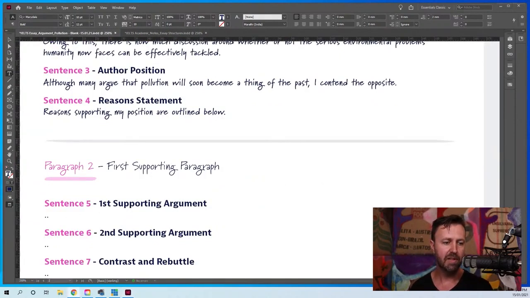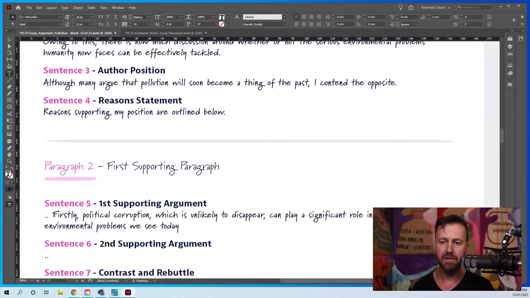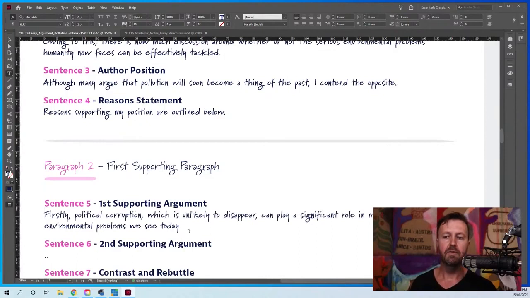Let's start with political corruption. All right, let's do it. First sentence, here it is. Firstly, political corruption, which is unlikely to disappear, can play a significant role in many of the environmental problems we see today. Couple of things here. So we've started with the noun, political corruption.